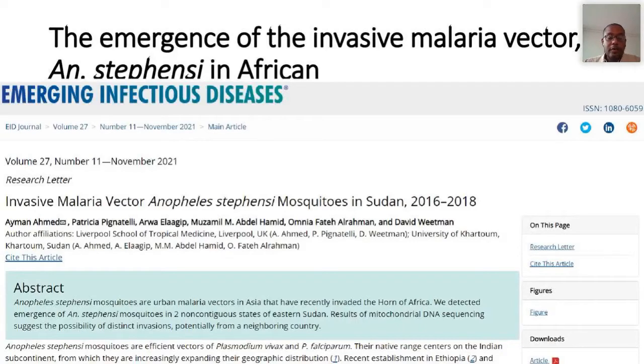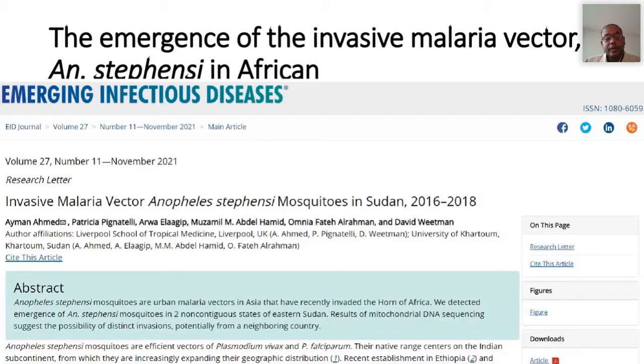This represents a huge and very alarming situation in Africa. It tells us that our current vector surveillance isn't capable of collecting and identifying all the different vectors or potential vectors of disease, including malaria, and that is mainly due to the motto of doing business as usual.